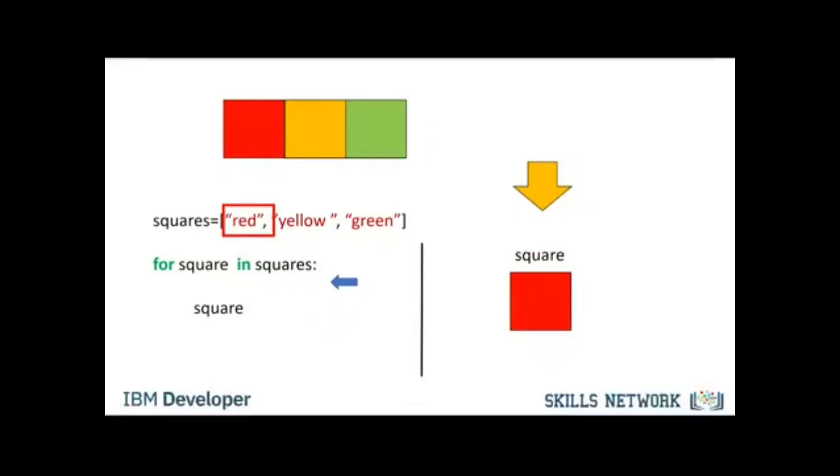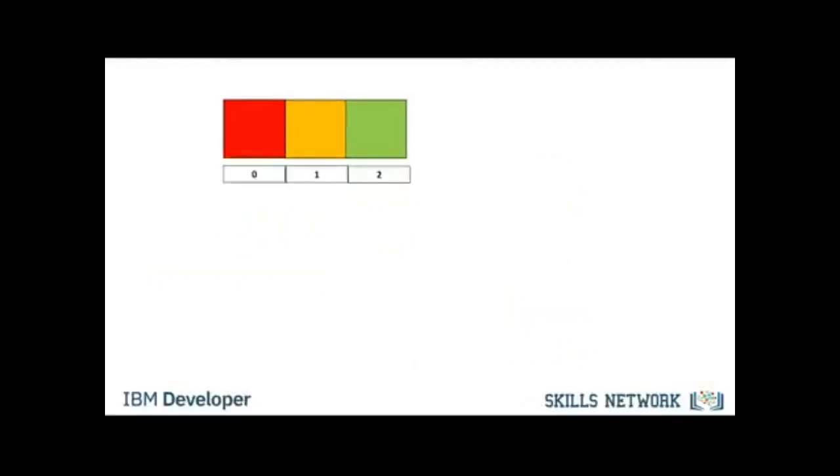We then start the second iteration. For the second iteration, the value of square is yellow. We then start the third iteration. For the final iteration, the value of square is green. A useful function for iterating data is enumerate. It can be used to obtain the index and the element in the list.